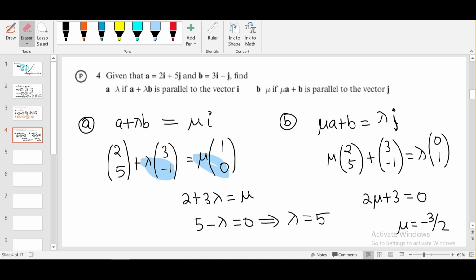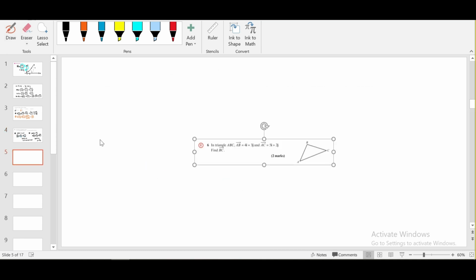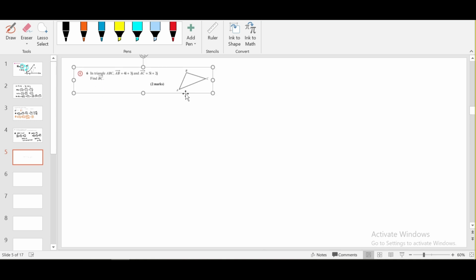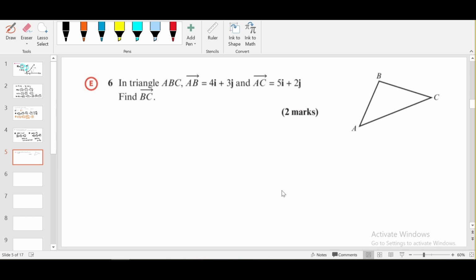Okay, the same exercise, question number 6. You have a triangle ABC. You are given the vector AB. The direction is very important. AB is given and AC is also given.